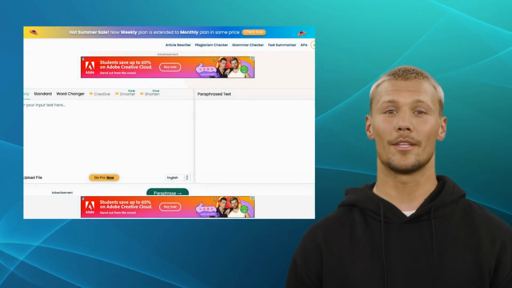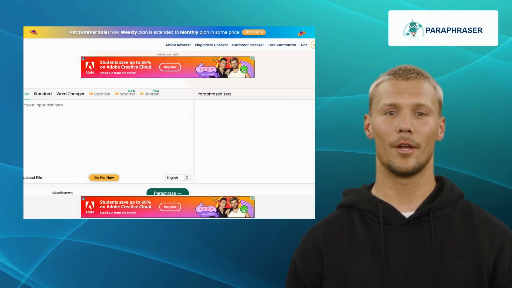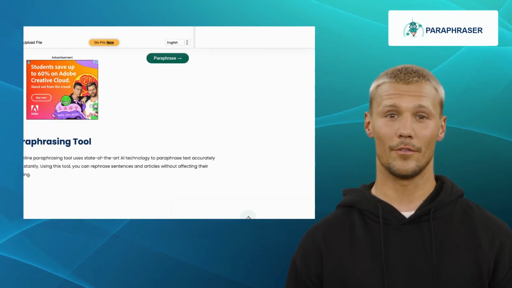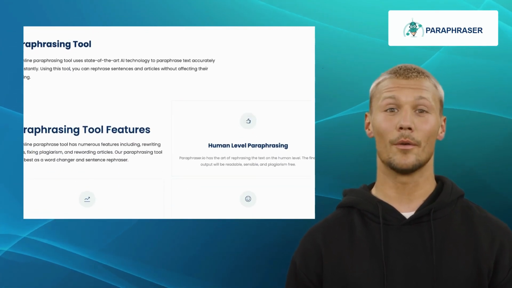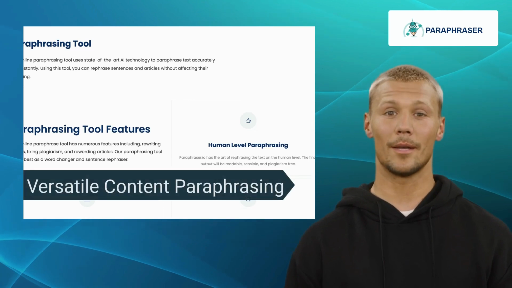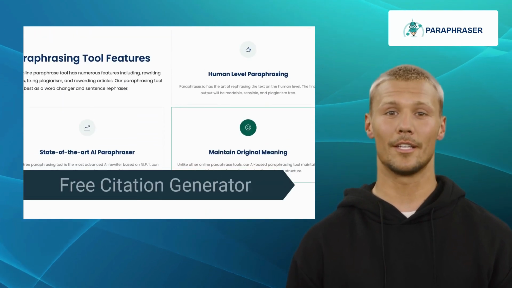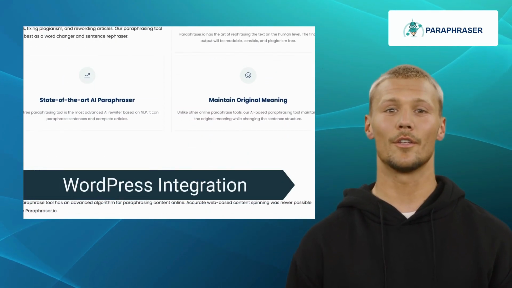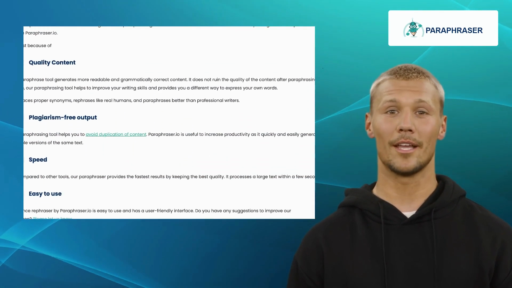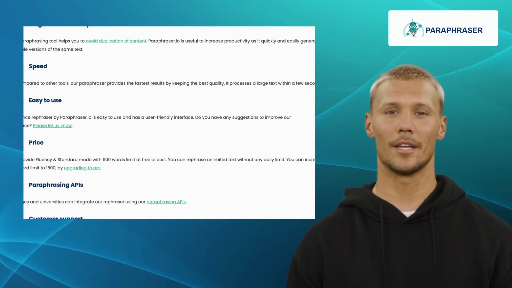Our first alternative is Paraphraser Io. Paraphraser Io is an intuitive online tool that comes with various modes for paraphrasing and offers a convenient way to rephrase and rewrite your text. It offers features like versatile content paraphrasing, free citation generator, and WordPress integration. With Paraphraser Io, you can transform your content effortlessly, making it unique and original.